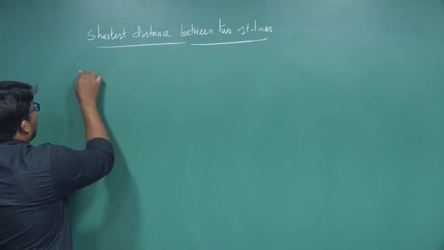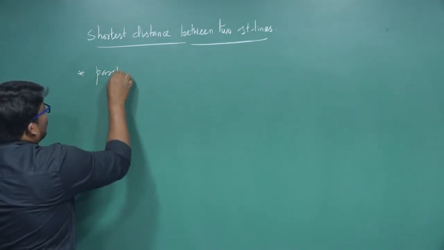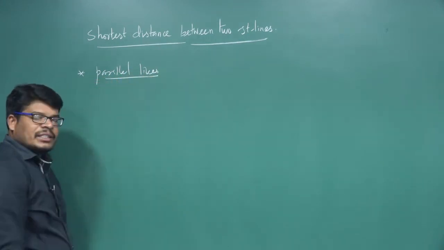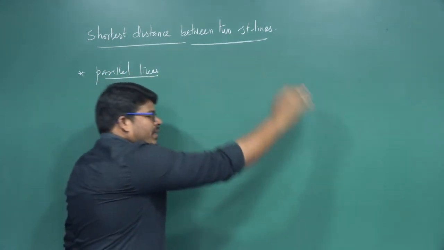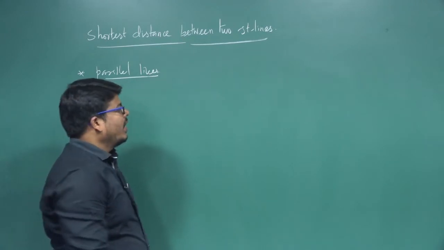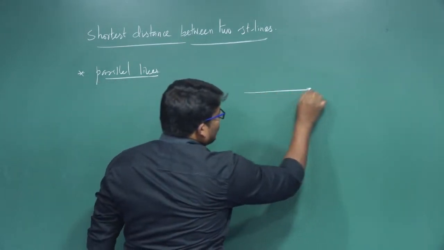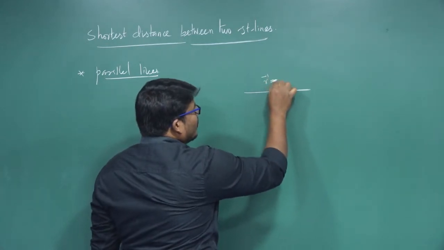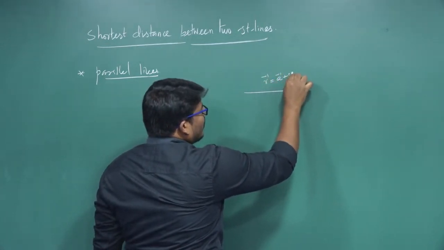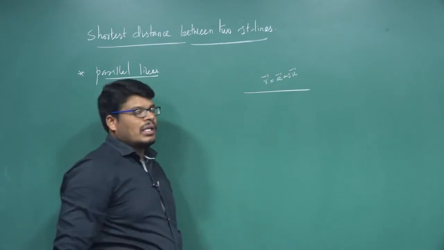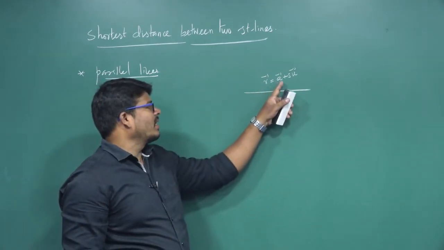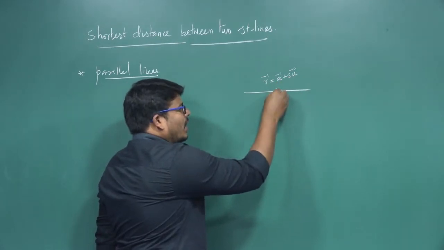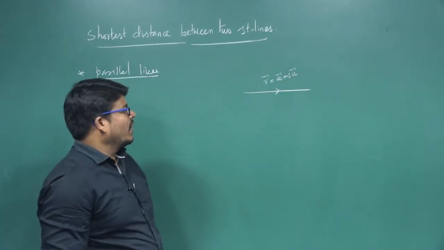First one, parallel lines. What are parallel lines? The board is a plane. Now draw a line. The line is r vector equal to a vector plus s of u vector. Given one point and one direction, that is a straight line, the equation of a straight line.